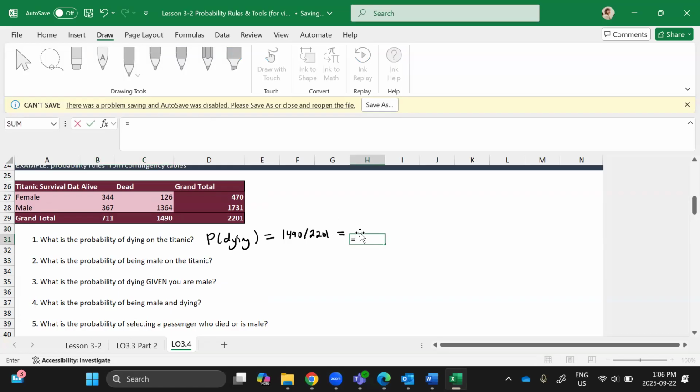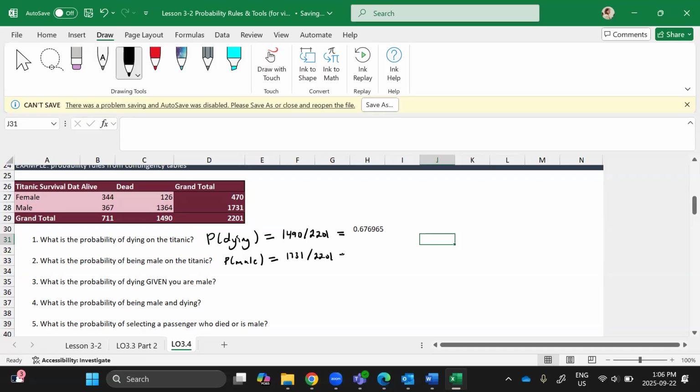That number is about 68% deaths. So that's just an individual probability from the table. What is the probability of being male on the Titanic? For being male, we look at the total males, 1731, and divide again by the total number of people on the Titanic. 1731 divided by 2,201 is about a 78% chance.